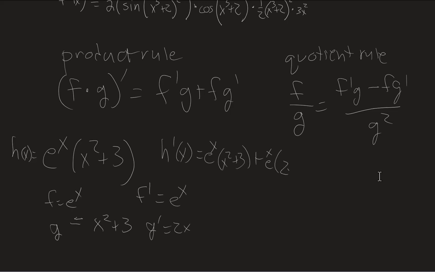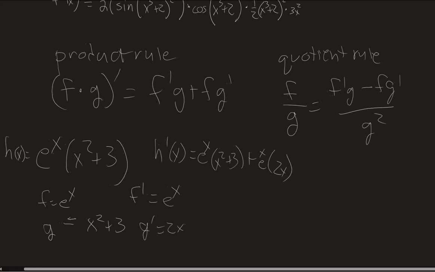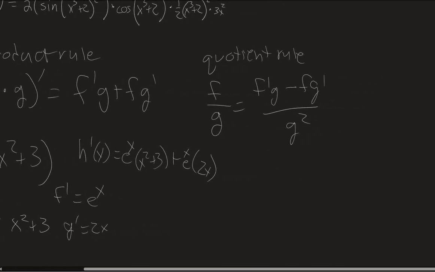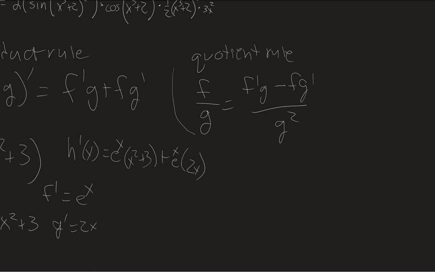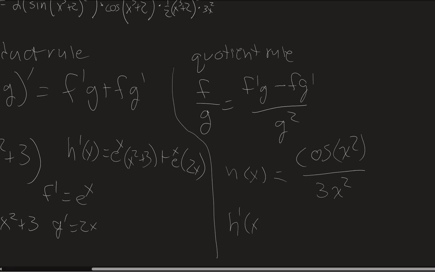Okay, now let's say I had h of x equals the cosine of x squared over 3x squared. So h prime of x, well, let's identify f and g. So f is cosine x squared, g is 3x squared.